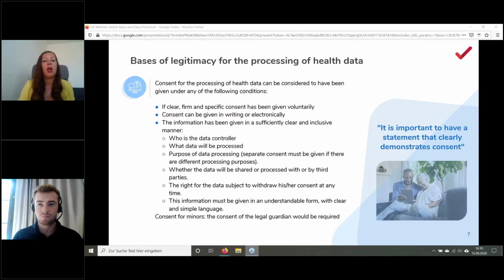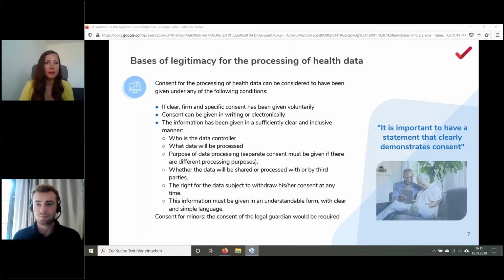Then you need to be informed about what data will be processed. So for example, name, surname, but especially if you process health data, you have to name what data in particular you process, and the purpose of the processing. And here you have to be especially aware that the processing has different purposes. If the processing has different purposes, you have to get special consent for each purpose. So if you have one for the operation of the app, you need special consent. Then for the newsletter, you need special consent.